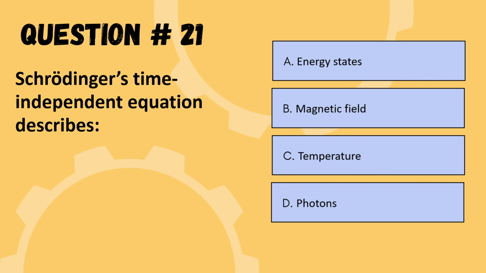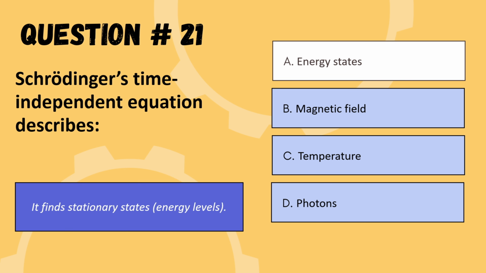Next question is Schrodinger's time independent equation describes. Options are energy state, magnetic field, temperature, or photons. So the correct option is option A, energy state. So we are moving to the next question.